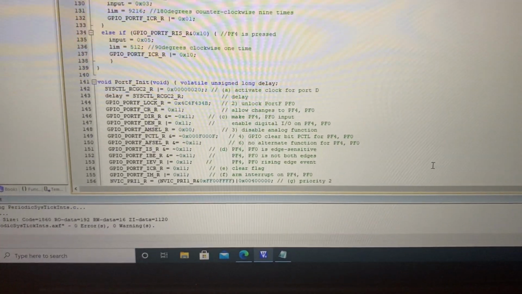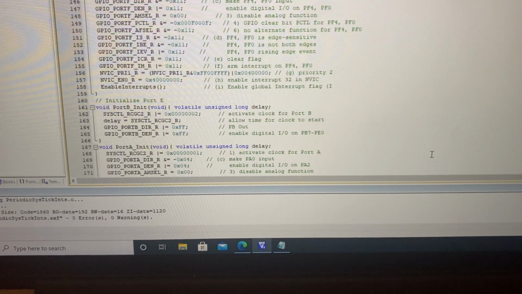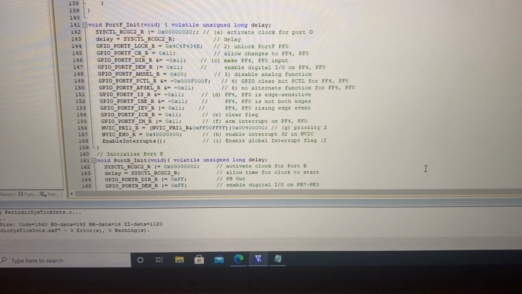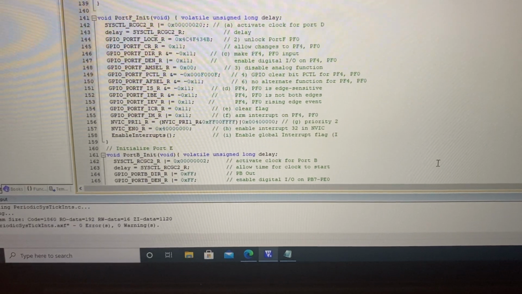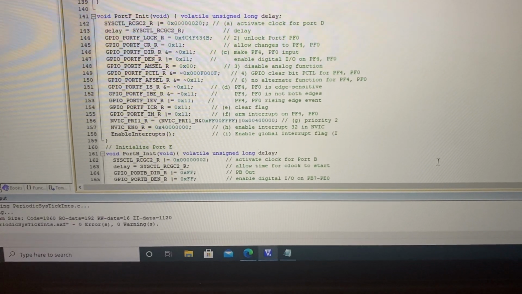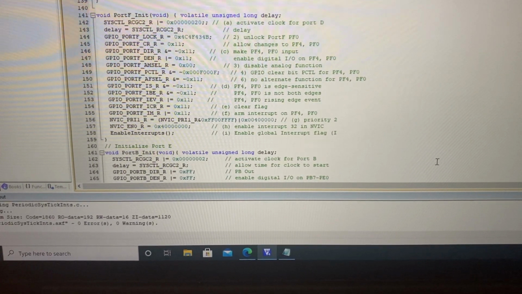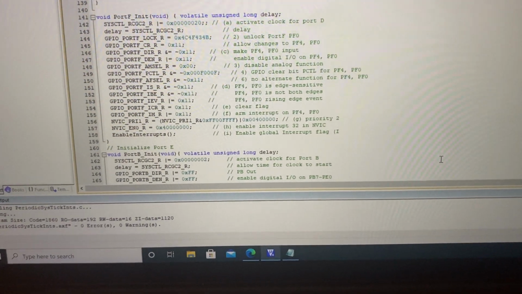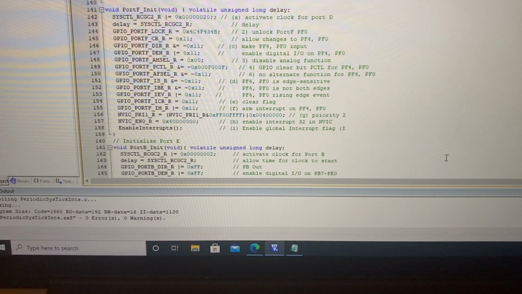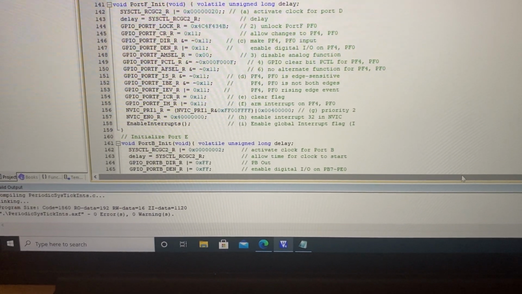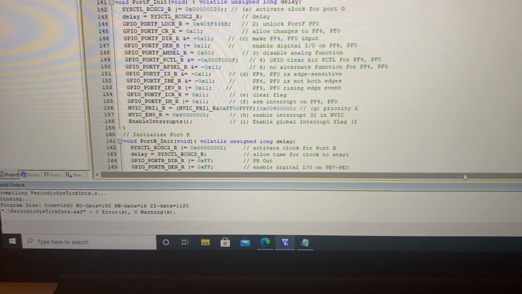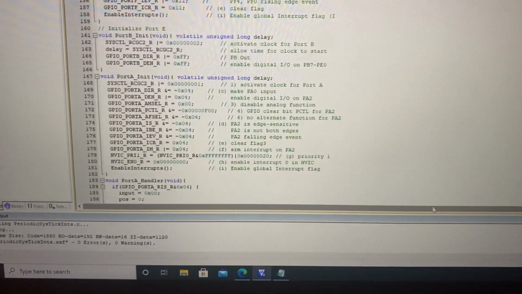Then we have port definition. The only things you should keep in mind is that this is going to initialize the ports for the stage button and the race button. And we have PF0 and PF4, and PF0 unlocked. And also another thing to keep in mind is that we set priority to 2, and we enable interrupt 30 on 32. Then we have Port B init.